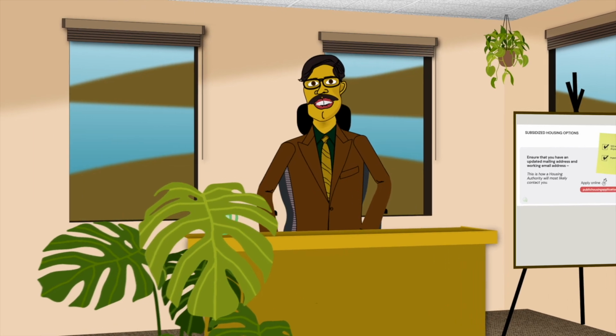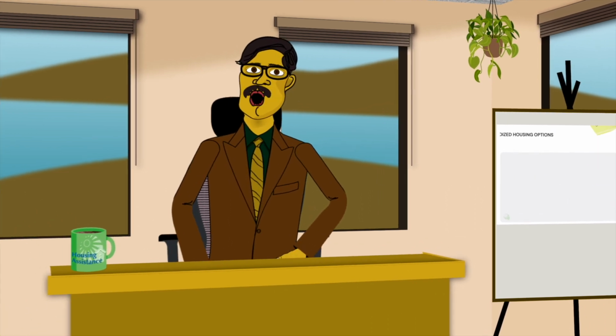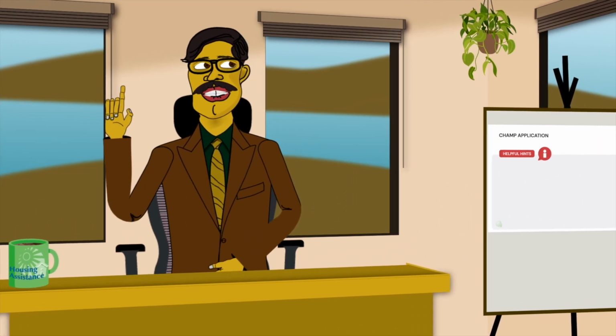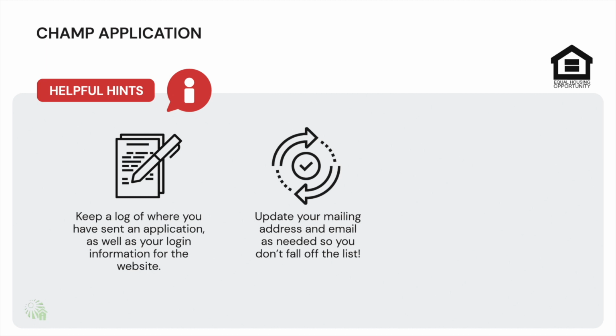Here's a few helpful tips to make sure your CHAMP application is processed as smoothly as possible. First, you're going to want to make sure you keep a record of how and when your application was submitted. If you ever have to edit or update your application during the process, you're going to need this information. If you change your mailing address or where you live, be sure to update your application. Mail is the primary way you will be contacted if a unit becomes available to you.